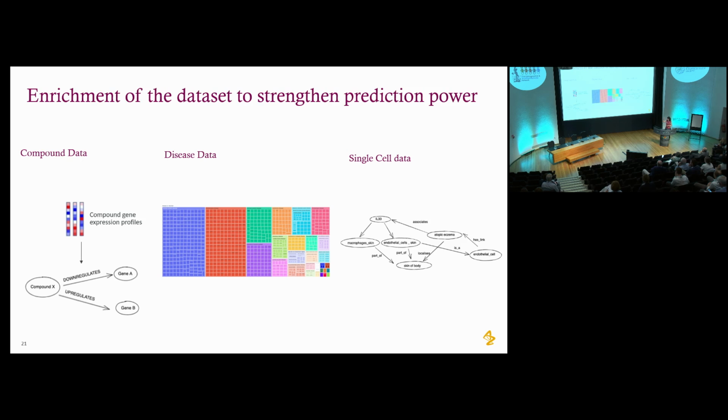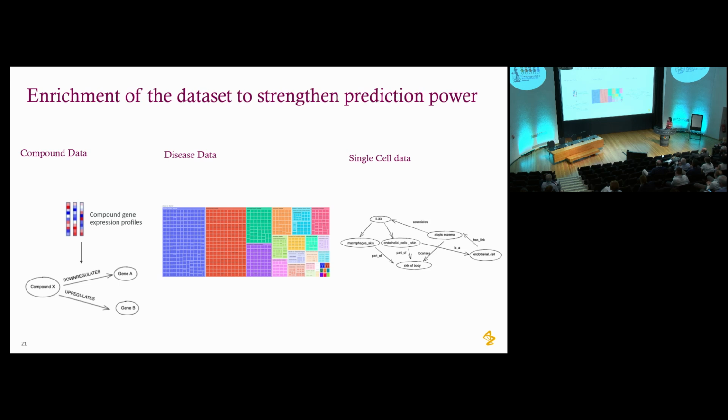We've enriched the knowledge graph with some internal data. We have a lot of internal data where we have tested our different compounds in, again, different model systems, and as such assessed whether a gene is up or down regulated after compound treatment compared to control.